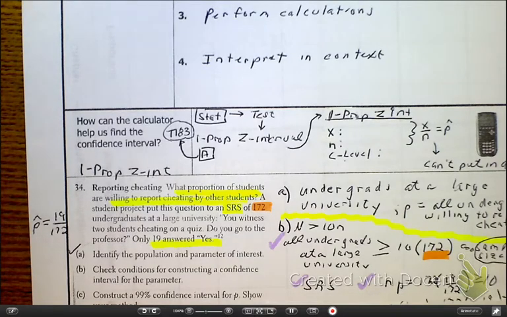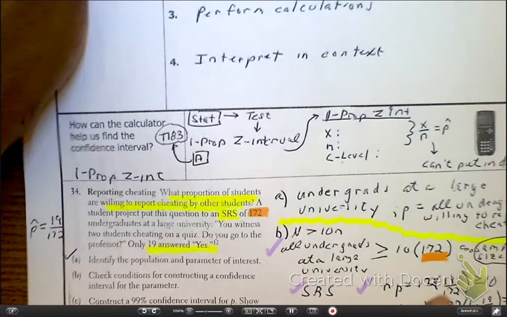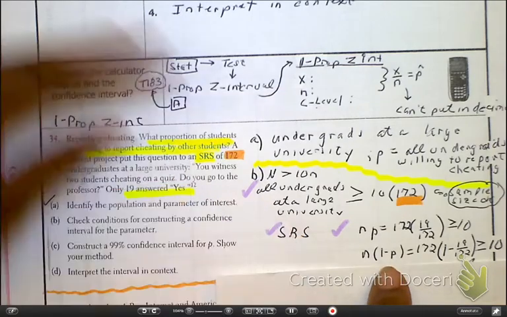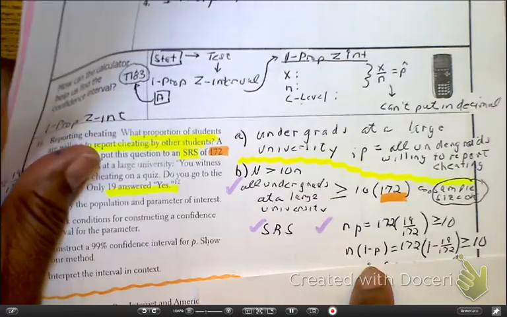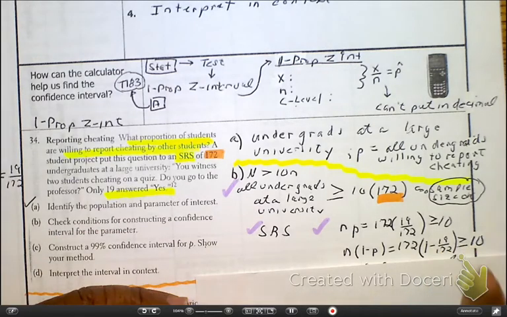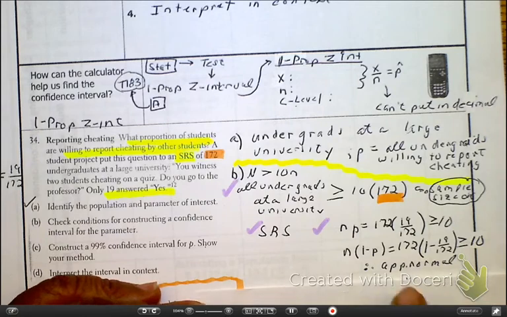And then here I have to use my large count condition. I can see n times p, which is 172 times 19 over 172, is greater than or equal to 10. I know I could do the math there, but I don't want to. At some point I will, but I don't feel like it now. Just because. No other reason. Okay, here, n times 1 minus p is equal to 172 times. Remember right here, 1 minus p is just the probability of it not occurring. Yes, it's greater than or equal to 10. So therefore it's approximately normal.